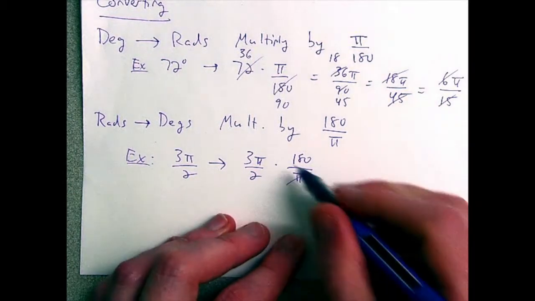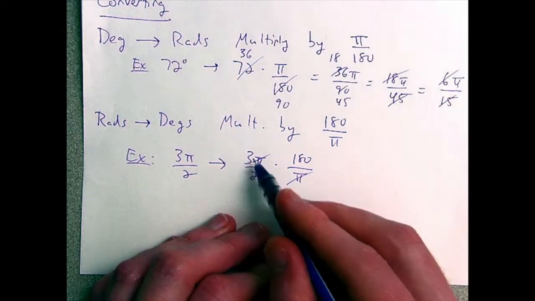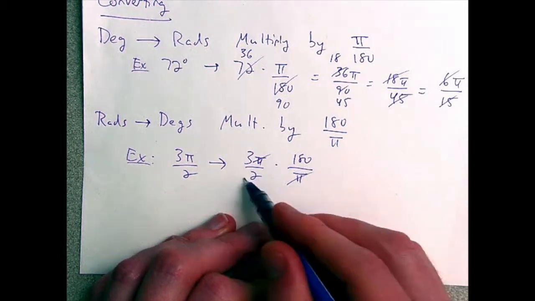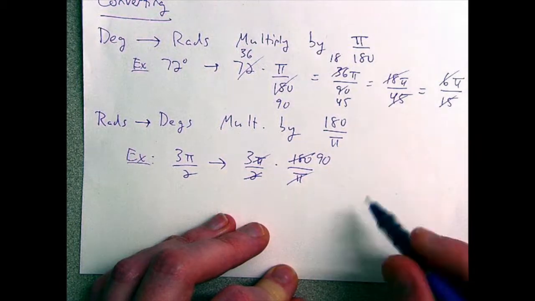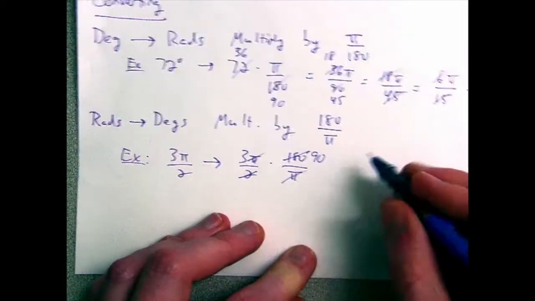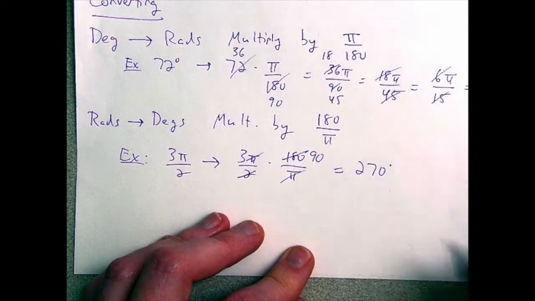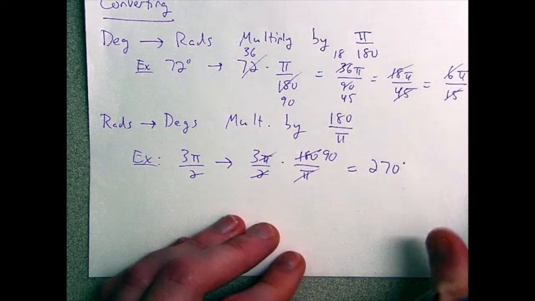You might notice the pi's cancel, and then we've got 3 halves times 180. This 2 goes into 180 90 times. So all that's left is 3 times 90, which is 270 degrees. Okay? So that's conversion. Now, as far as why this works, I just want to convince you that this procedure actually makes sense. So basically, here's the following idea.